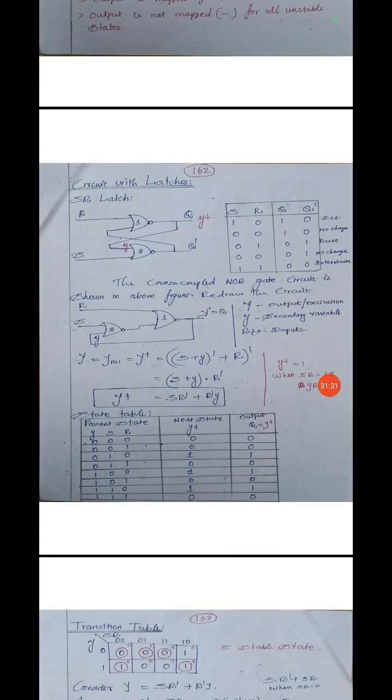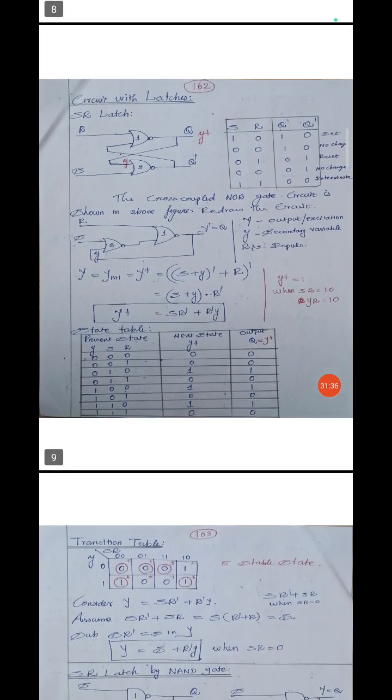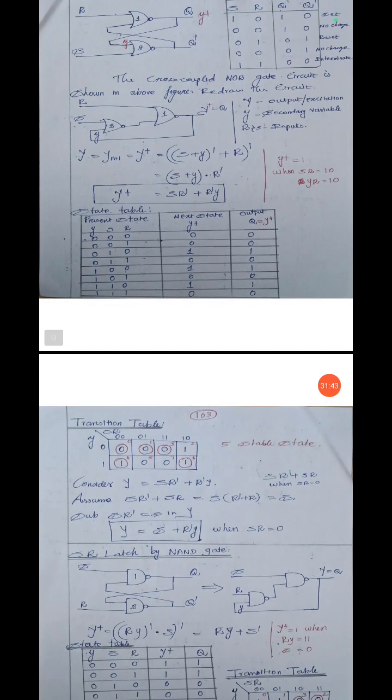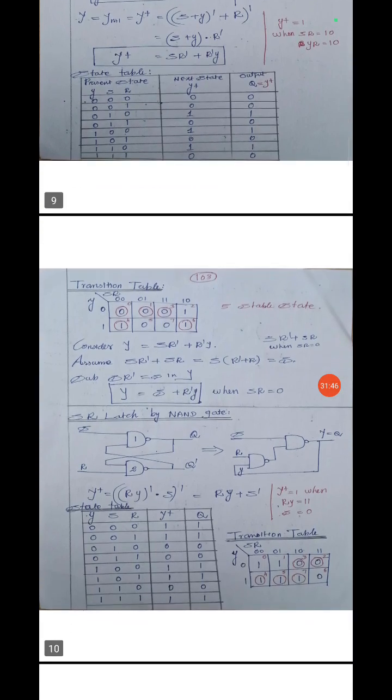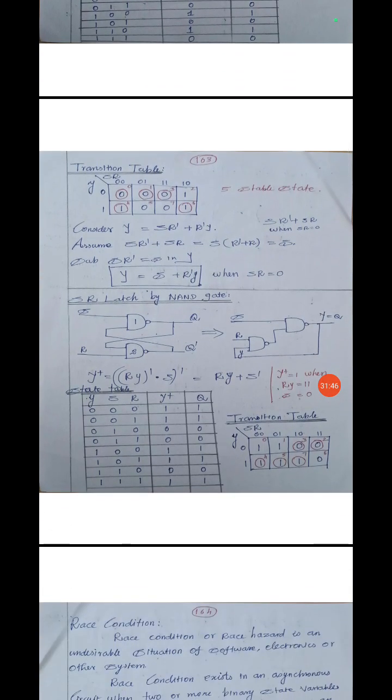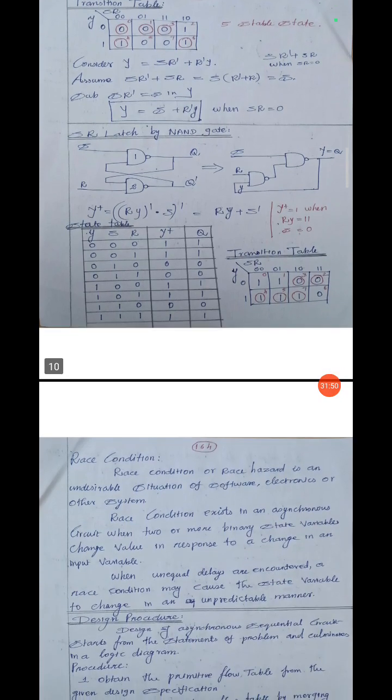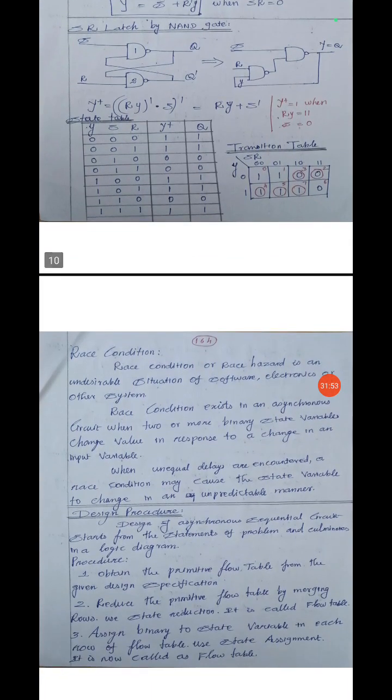Then the next one is the circuit with latches. So, some circuit with latches. This also follows the same procedure. From the circuit diagram you have to find the equation. By using the equation, form the state table, then transition table, then output map. If possible, draw the output map, otherwise leave it. Then SR latch using NAND gate.